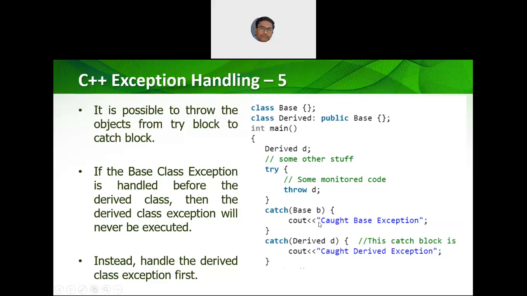So if you have written a base class exception handler, even though you are throwing a derived class object, then your base class exception handler will catch it. Now in the code on the right hand side, you will get caught base exception. But however, this is bad programming, because what you are throwing is a derived class object, so it is better to handle the derived class exception. Therefore, the remedy is you handle the derived class exceptions first. So you move this catch for derived D above the base class catch handler.